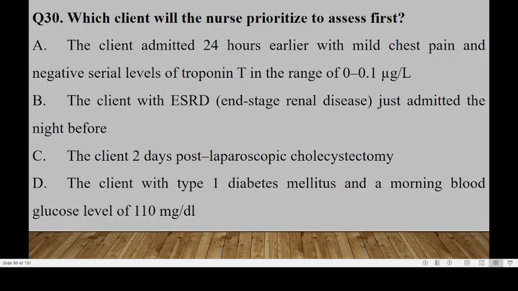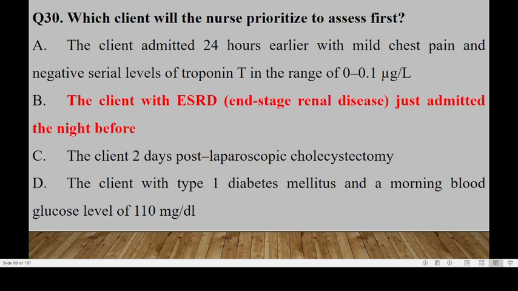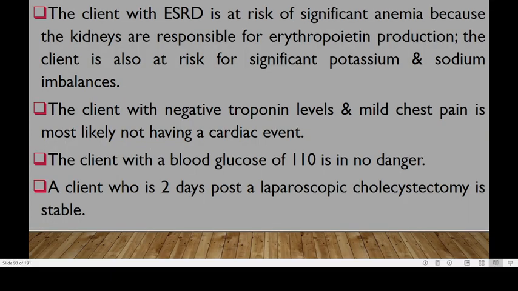Which client should the nurse prioritize to assess first? The client with end-stage renal disease just admitted the night before, because this client is at risk of significant anemia, because the kidneys are normally responsible for erythropoietin production. The client is also at risk for significant potassium and sodium imbalances.